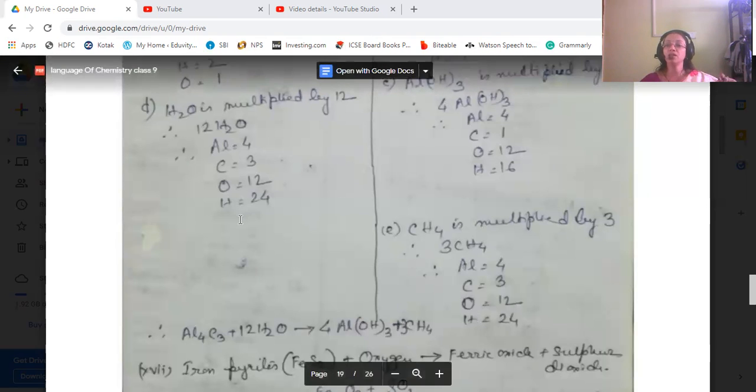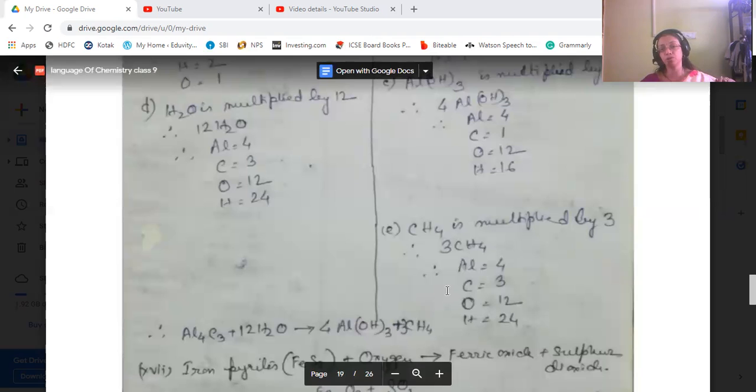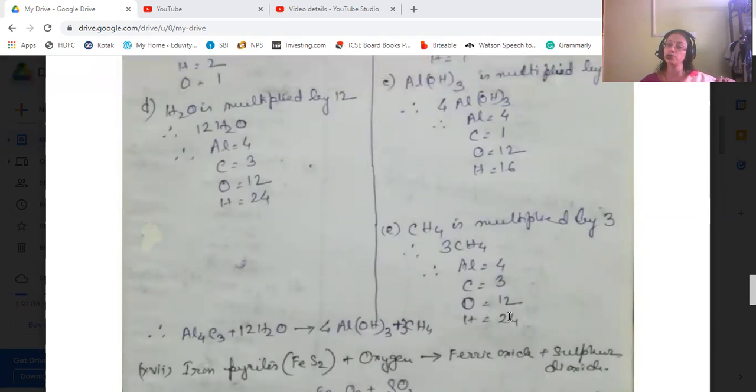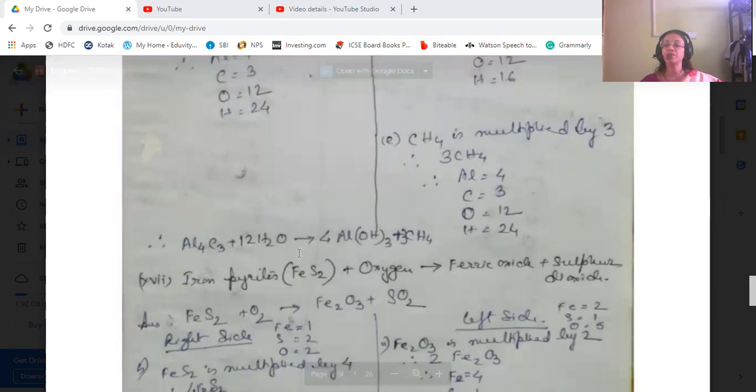See, both the things: Al is equal to 4, here also Al is equal to 4; C is equal to 3, C is equal to 3; O is equal to 12, O is equal to 12; H is equal to 24, H is equal to 24. So that means, what is the equation now? Al4C3 plus 12H2O gives us 4Al(OH)3 plus 3CH4. Okay, this is the balanced equation now.